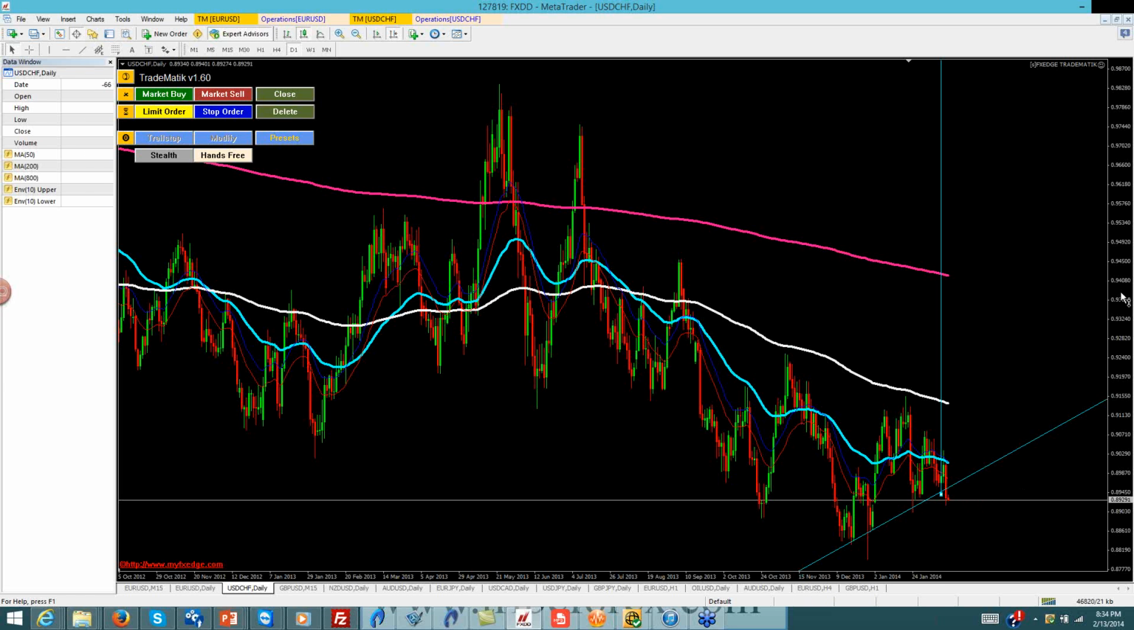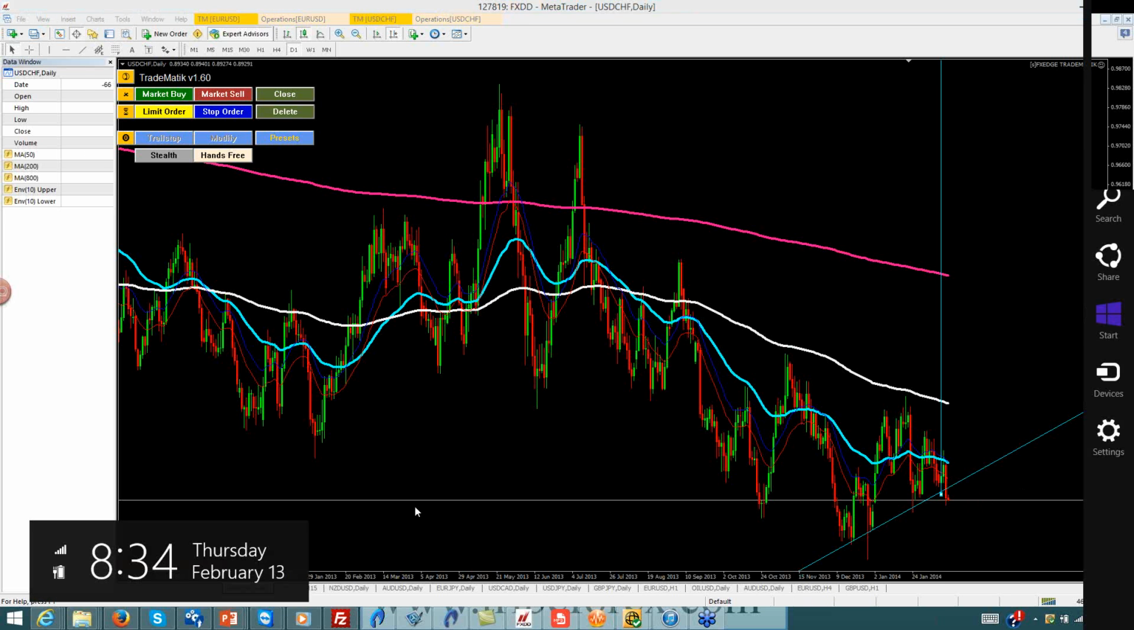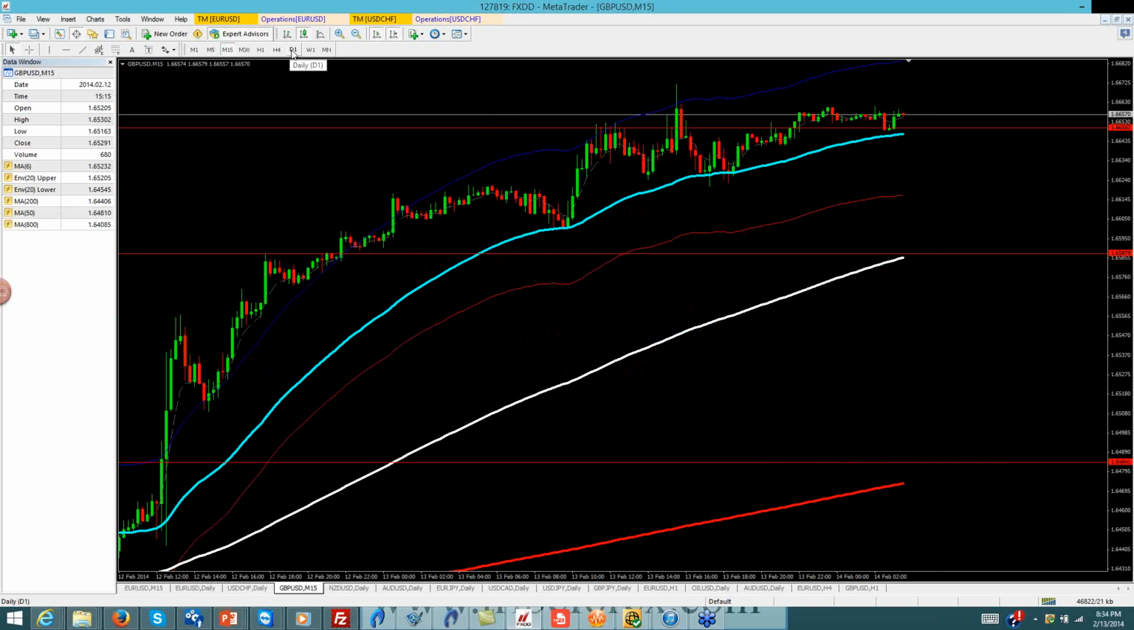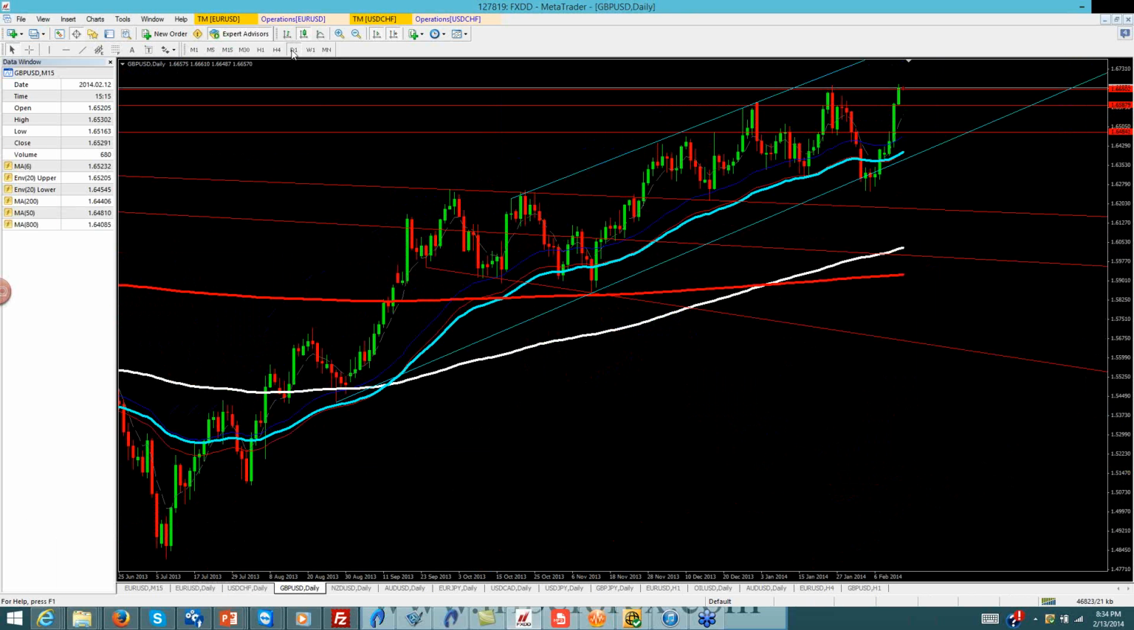So we're looking for a sell on the dollar Swiss, which is completely in line with our analysis of the pound dollar. I'm sorry, of the euro dollar, which they have a very strong correlation.